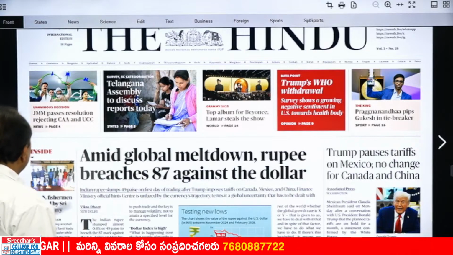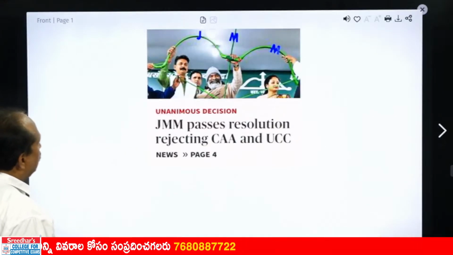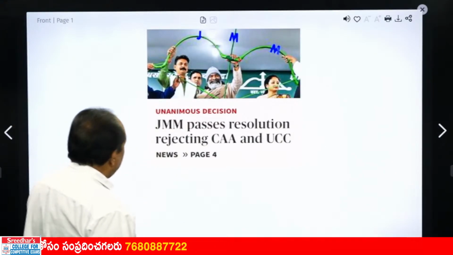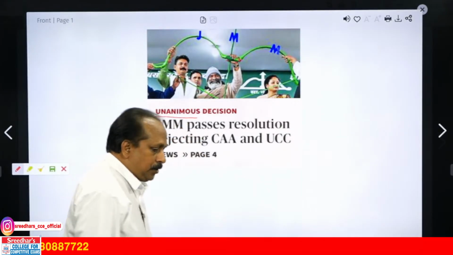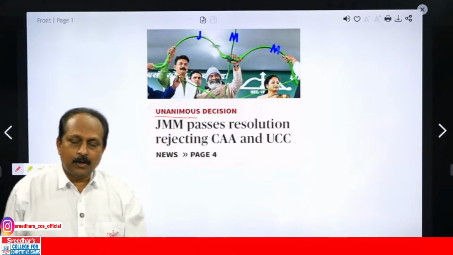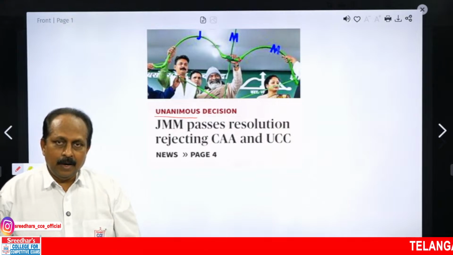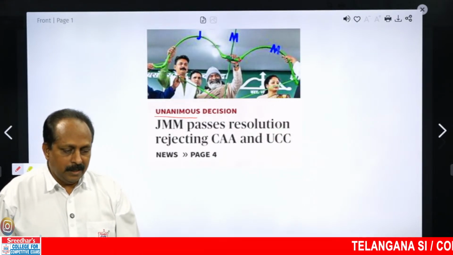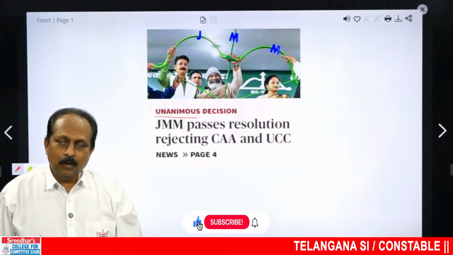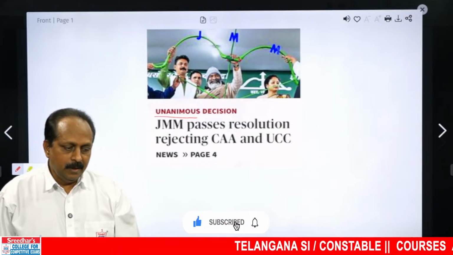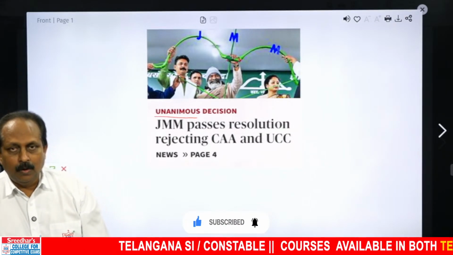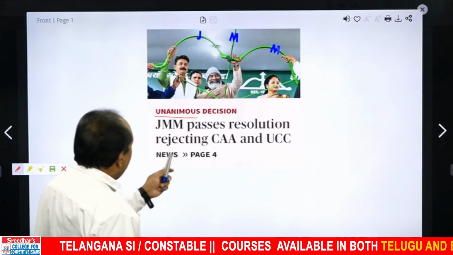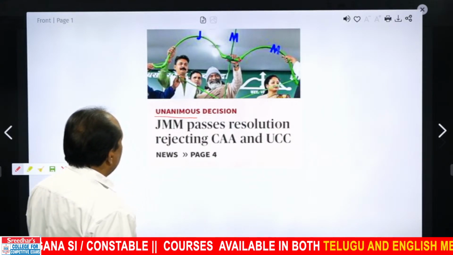As usual, let us start with the snippets. What is the first one? Here you see unanimous decision. There is one important word, unanimous. Unanimous means without any opposition. Imagine there are 20 members, they all agree on something without any difference of opinion. Then we use the word unanimous. Unanimous decision. What is it about?